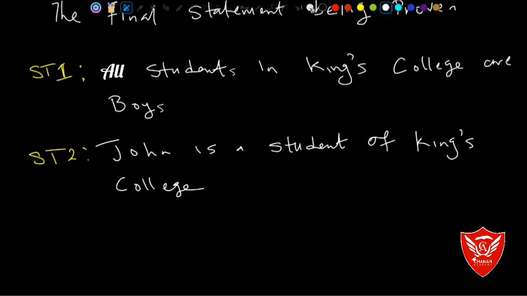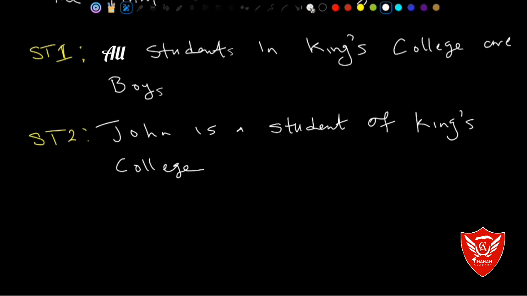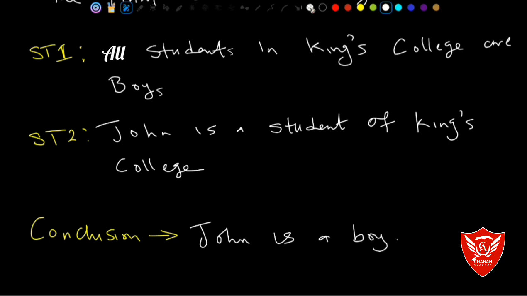Now this second statement, you reason the second statement using the first statement that is true to get to your conclusion. Alright, if all the students in King's College are boys, now John is a student in King's College. My conclusion is going to be that John is a boy. Even if I do not meet John or I don't know John, I know that as far as John is a student in King's College and all the students in King's College are boys, it is easy for me to conclude that John is a boy.